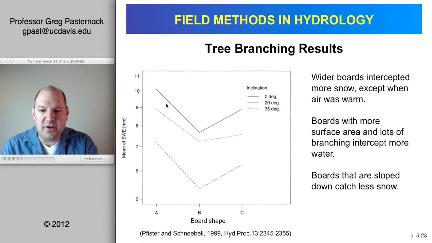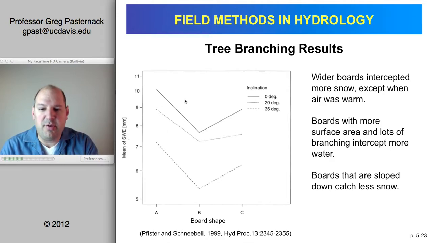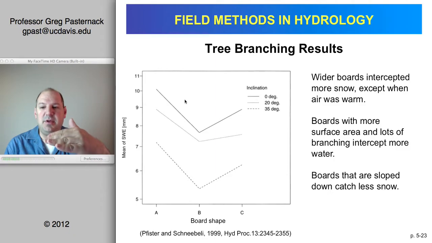You have, first of all, the three angles, the solid line, the finely dashed line, and then the other dashed line, going from 0 degrees to 35 degrees. So the flat horizontal angle yields the highest mean snow water equivalent. So it kind of makes sense. If something's flat, there's the least amount of chance for sloughing off of it.